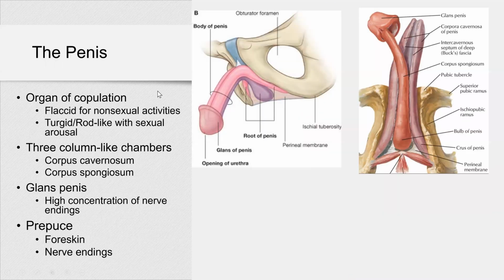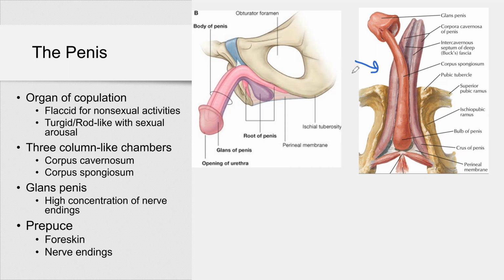We can see on this slide how the penis is attached to the pelvis. Now this is an inferior view, and this bone over here is the pubic bone, and somewhere from this area up here is the ischium. So the pelvis is made of three bones: the ilium, which will be on the top, the ischium is this part, and the pubis.